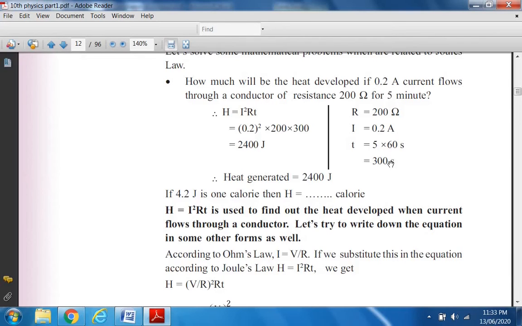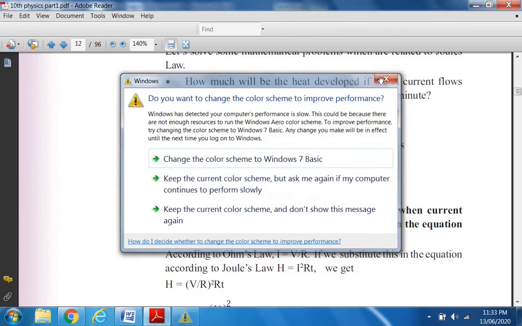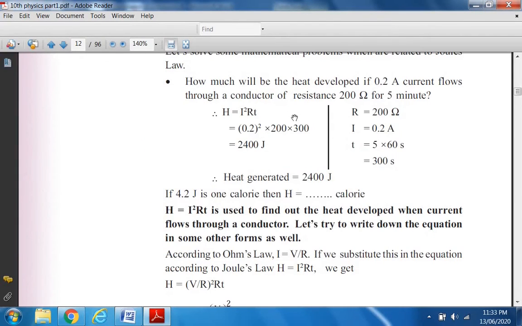So we have, actually we have 3 expressions for heat energy: H is equal to V into I into T, H is equal to I square RT, H is equal to V square by R into T.